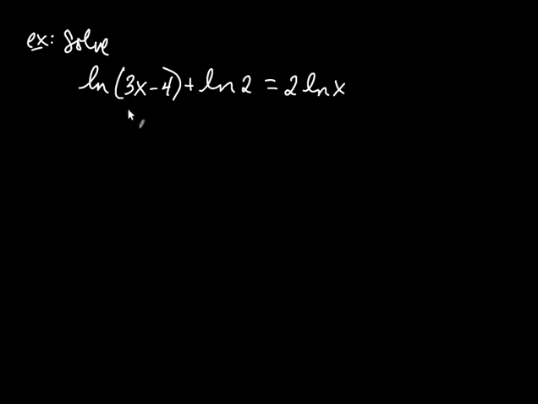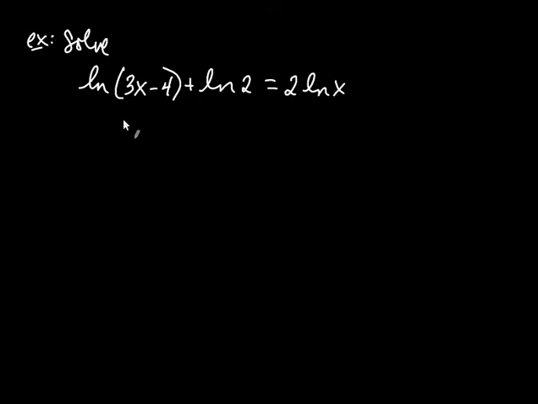So let's solve natural log, remember this is log base e, of 3x minus 4 plus natural log of 2 equals 2 natural log of x. Now we're trying to get one log on the left and another log on the right. So I see that I have a sum of two logs, and we have a property that says that you can combine these two logs to get the log of the product of the arguments.